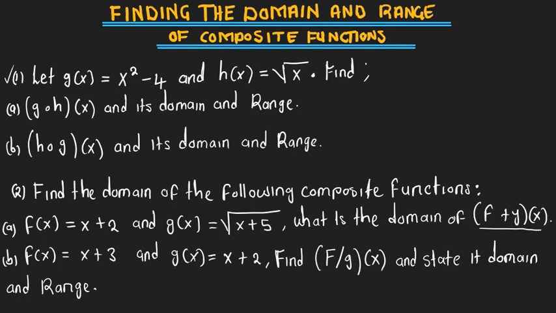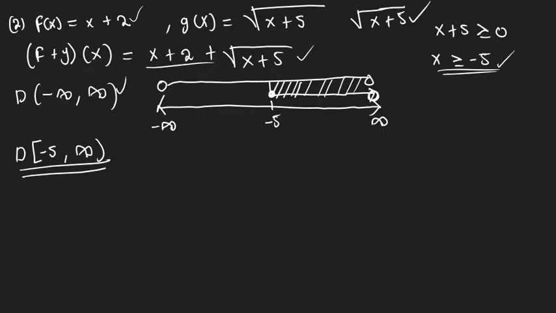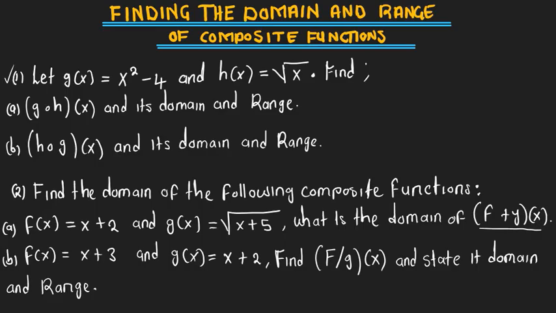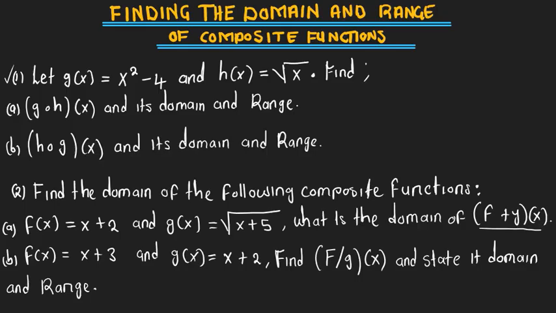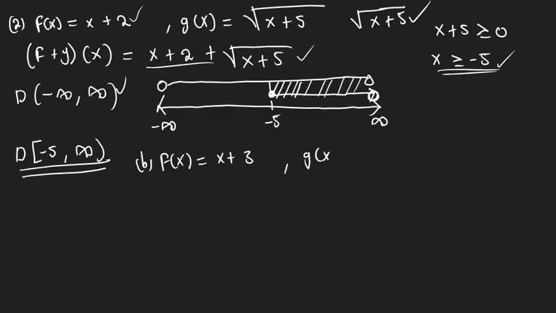Okay, B is saying we have the function f of x. So we're calculating B. They are saying we have the function f of x equal to x plus 3. And then we have another function, g of x, which is x plus 2. So g of x is equal to x plus 2.